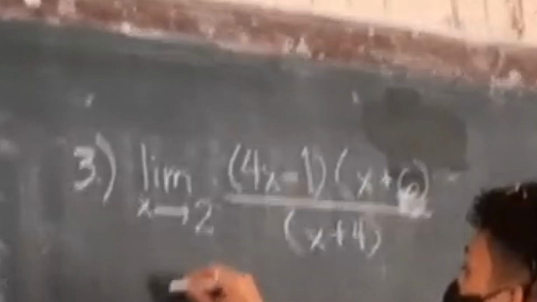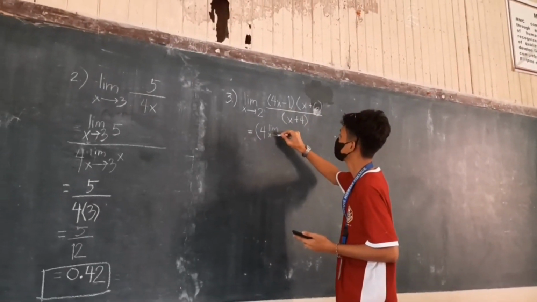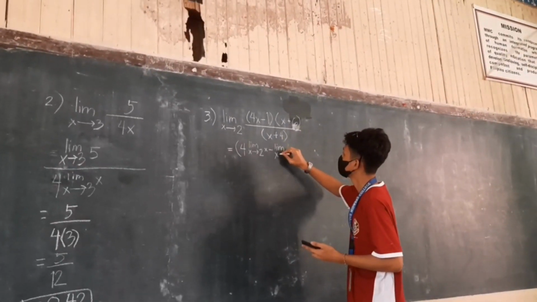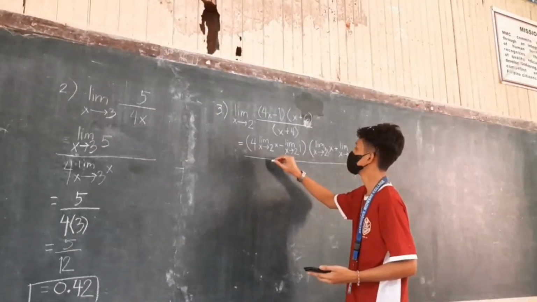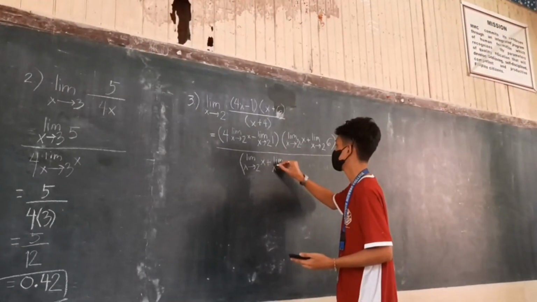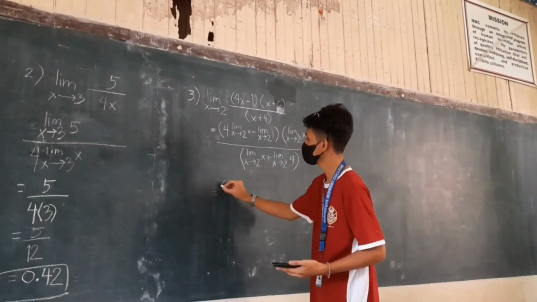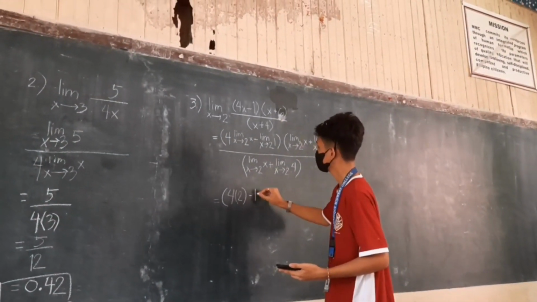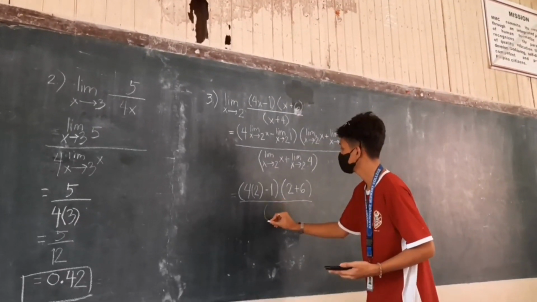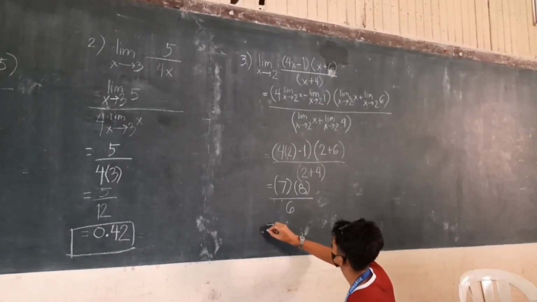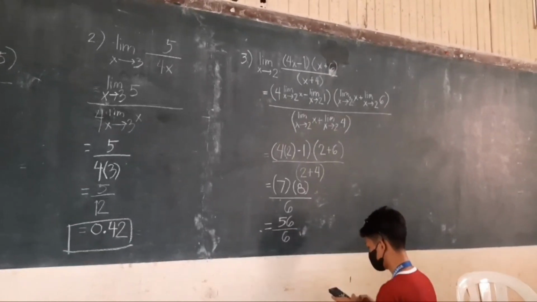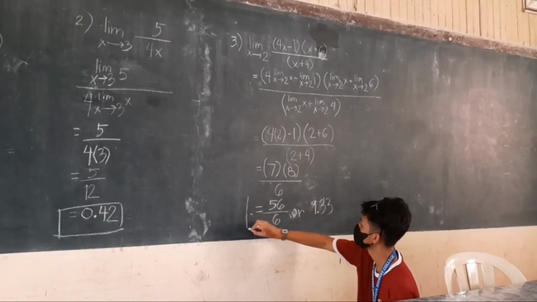The third example is the limit as x approaches 2 of (4x minus 1) times (x plus 6) divided by (x plus 4). 4 times the limit as x approaches 2 of x, minus the limit as x approaches 2 of 1, times the limit as x approaches 2 of x plus the limit as x approaches 2 of 6, divided by the limit as x approaches 2 of x plus the limit as x approaches 2 of 4. 4 times 2 minus 1 times 2 plus 6, divided by 2 plus 4, will be 7 times 8 divided by 6, and the answer is 56 over 6, or 9.33, the final answer.